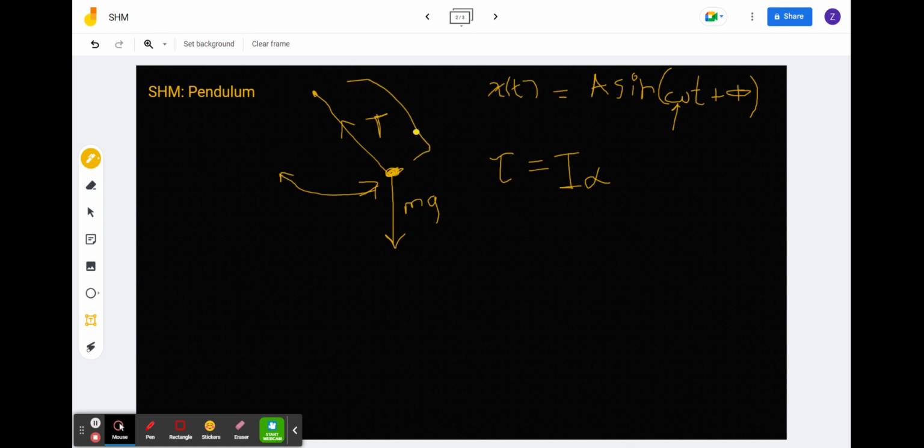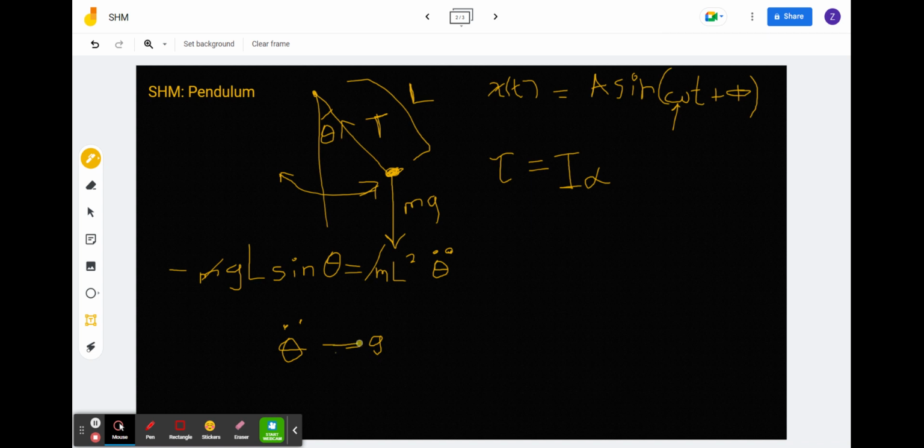Let's say that the string has length L, and it's offset by an angle theta. That means the torque on this system is mgL sine theta, a net torque. So this is equal to I, which is mL squared in this case, times alpha, which is the double derivative of theta, or angular displacement. So canceling it out, you get that the double derivative of theta, and sorry, this should be negative because it's a restorative force, is equal to negative g by L sine theta.